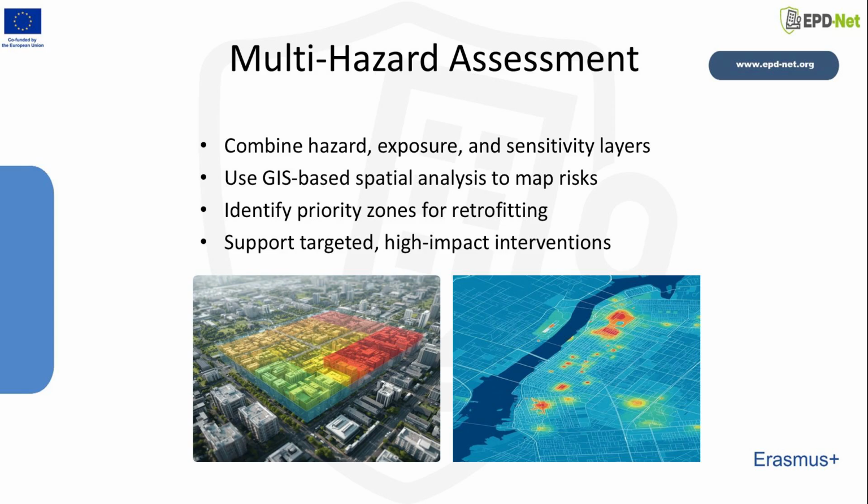To plan effective retrofits, cities must move from intuition to evidence, and multi-hazard assessment is one of the most useful ways to do this. By combining hazard maps, exposure data, and vulnerability layers, usually within a GIS environment, planners can identify the locations where overall risk is highest. These priority zones are where retrofit interventions can produce the greatest benefit.